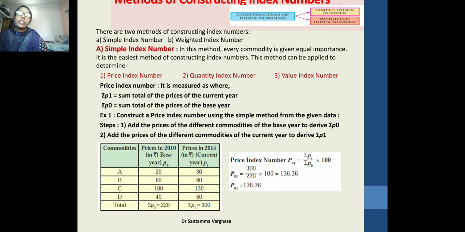See, for that, the summation of P1 is equal to sum total of the price of the current year, summation of P0, sum total of the price of the base year. So, got it? P1 means current year, P0 means base year. And while calculating the price index, we have to take the summation. Now, when we discuss it now, you may not understand what is the summation of P1 or what is the summation of P0.